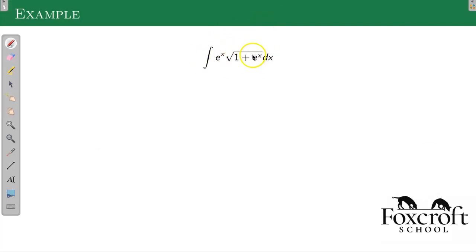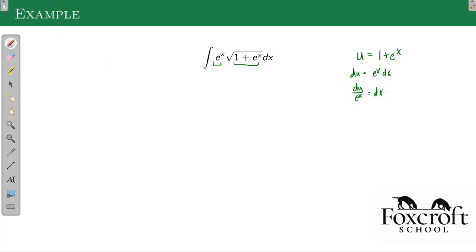This one, e to the x square root of 1 plus e to the x. Right away, when I look at this one, I see that 1 plus e to the x, its derivative is right there. So right away, I know this should be u equals 1 plus e to the x. Whenever you're looking at a problem, if you see an expression's derivative somewhere else in the problem, that's your hint. Just make it u. It's going to simplify because those things will cancel out. So du is going to be e to the x dx, dividing.